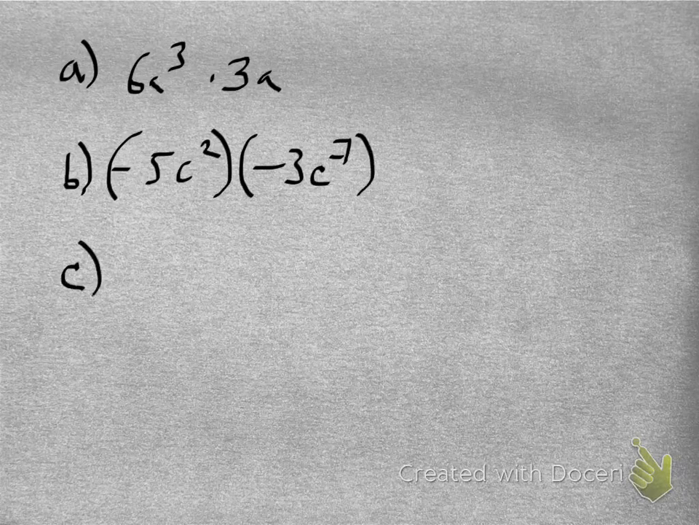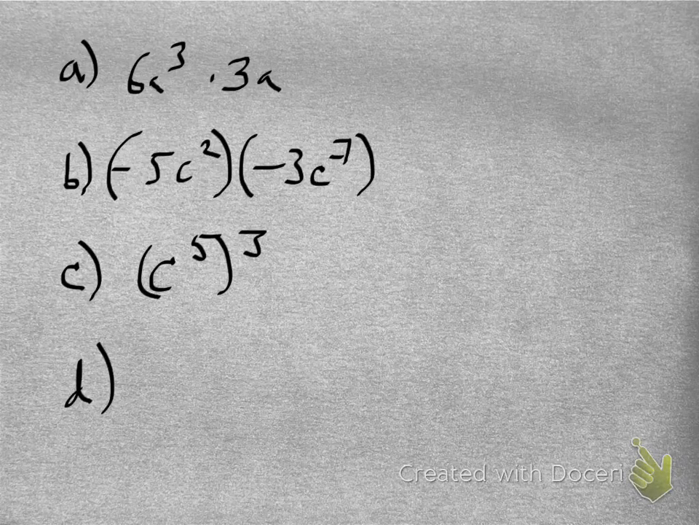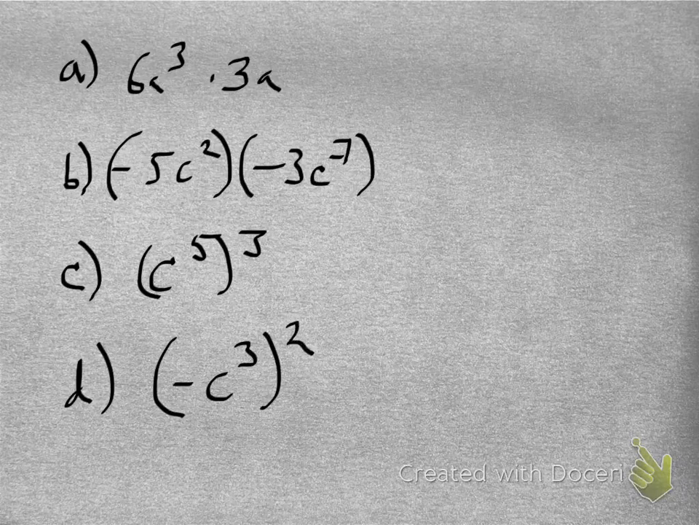C, let's do c to the 5th to the 3rd power. And finally, D, let's do negative c to the 3rd power all squared. What I'd like you all to do is try to apply those rules that we just did, where you add the powers when you multiply, and you multiply the powers when you do a power of a power. Pause the video and take your best stab at answering these. As soon as you're done, resume the video and see if your answers match ours.